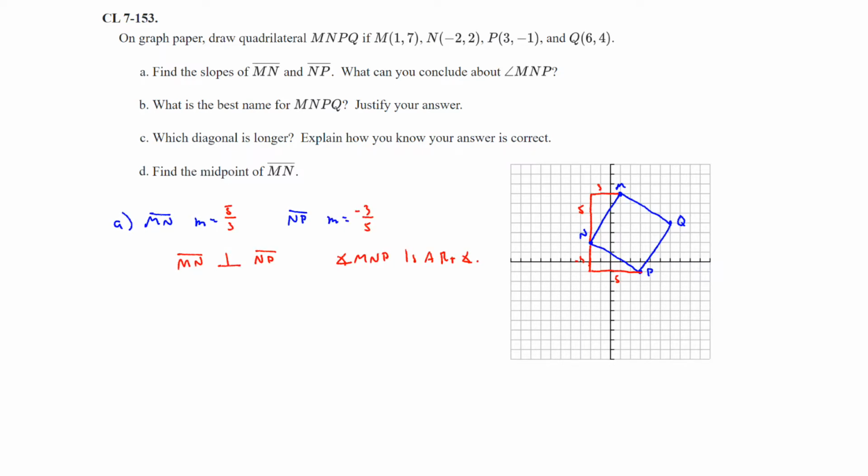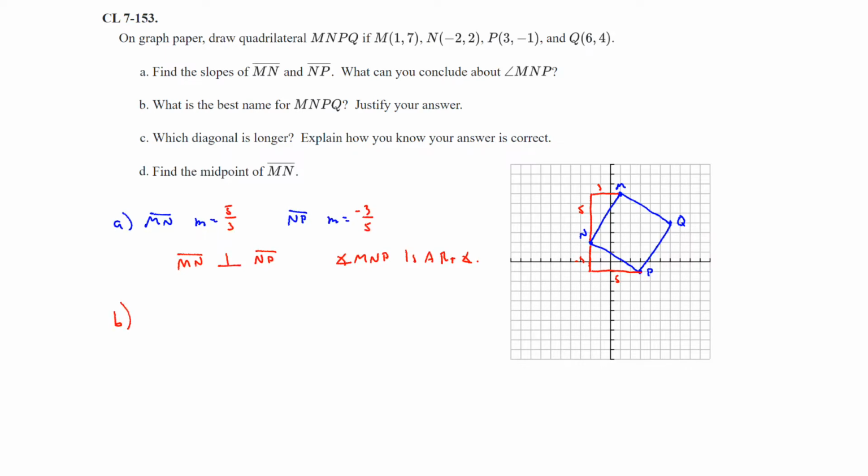Because if it's perpendicular, then it forms a right angle. All right, part B. What is the best name for the quadrilateral MNPQ? And justify your reason. So right now we know that NM and NP are perpendicular. What about the side lengths?